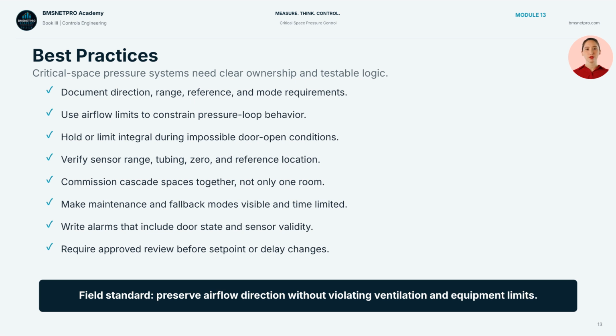Best practice starts with clear ownership and testable logic. Document pressure direction, range, reference, and modes. Use airflow limits to constrain pressure loop behavior. Hold or limit integral during door open conditions. Verify sensor range, tubing, zero, and reference location. Commission cascade spaces together. Make maintenance and fallback modes visible and time-limited. Write alarms that include door state and sensor validity. Require approved review before changing set points or alarm delays.